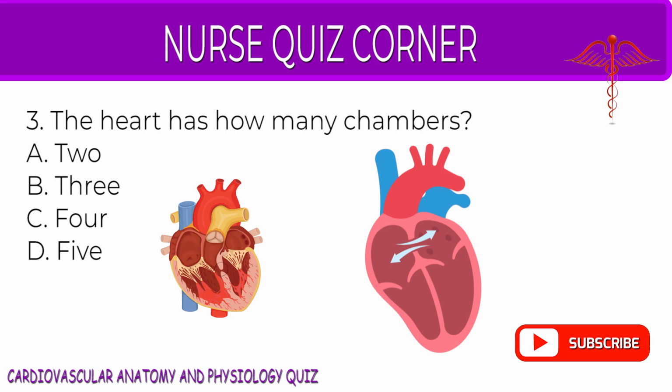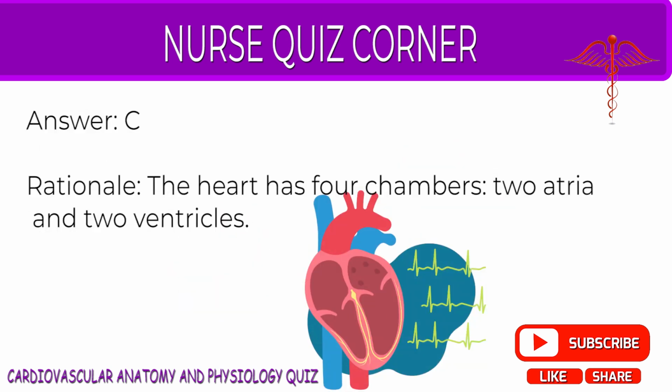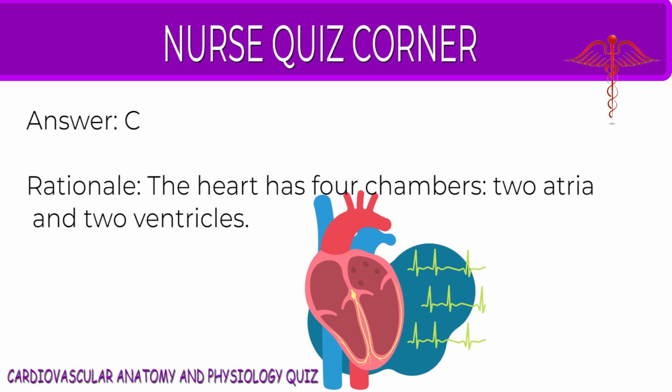3. The heart has how many chambers? A. 2. B. 3. C. 4. D. 5. Answer C. Rationale. The heart has 4 chambers, 2 atria and 2 ventricles.